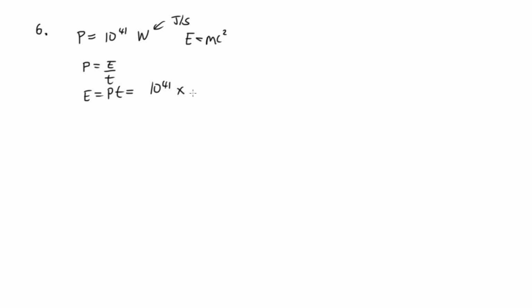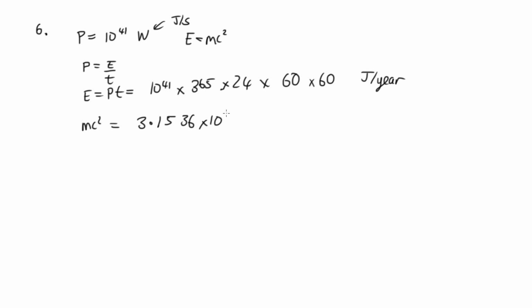And so if we multiply this by 365 by 24, so that's days in a year, hours in a day, and then we need minutes in an hour, and then seconds in a minute, that's going to give us the energy in joules per year. And so we end up with mc squared, which is E, is equal to, solving this, 3.1536 times 10 to the 48 joules per year.